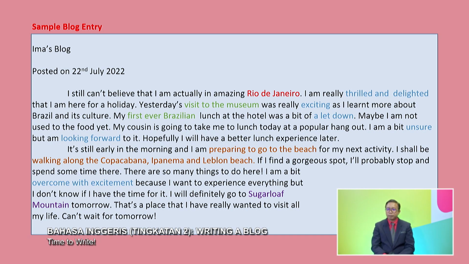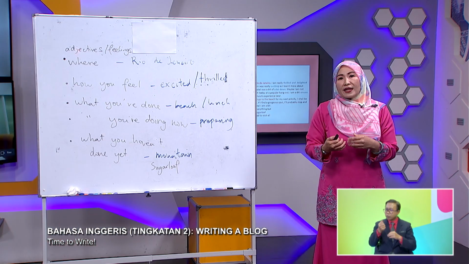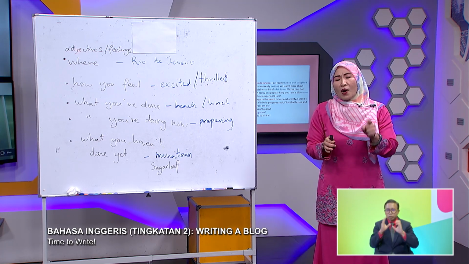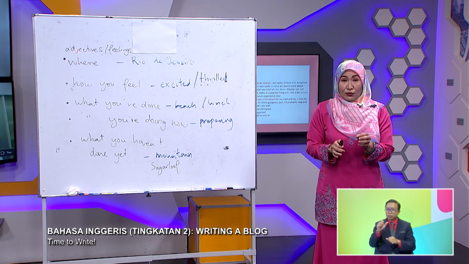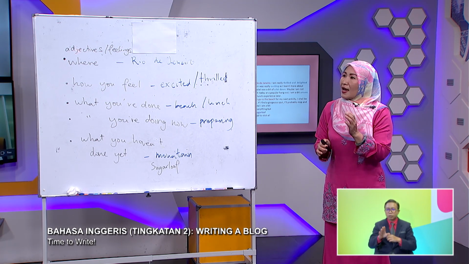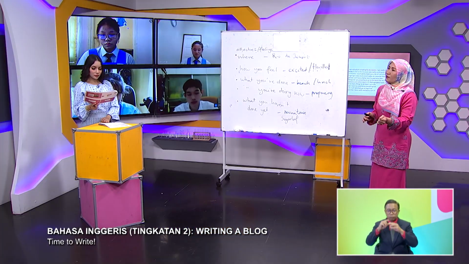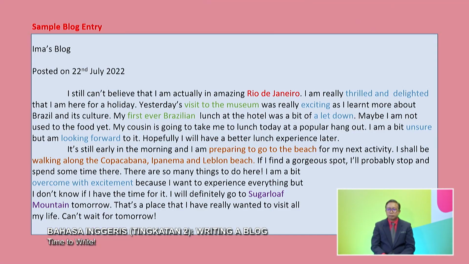All right, and then you have some more words: unsure, looking forward to. These are expressions, phrases, overcome with excitement. That might be a big or a new phrase to some of you, but I want you all to know that expressing feelings can be done in many ways, and you don't need to just use one single adjective to express your feelings. And other words in green are what I have done: a visit to the museum, having my first ever Brazilian lunch. So I'm fulfilling all the requirements in the question of the writing task.